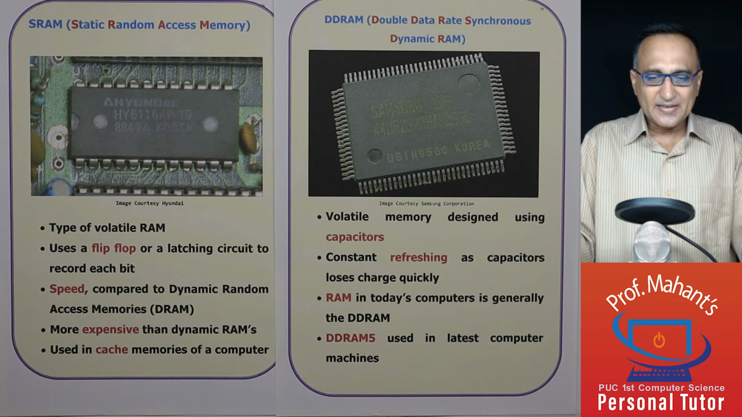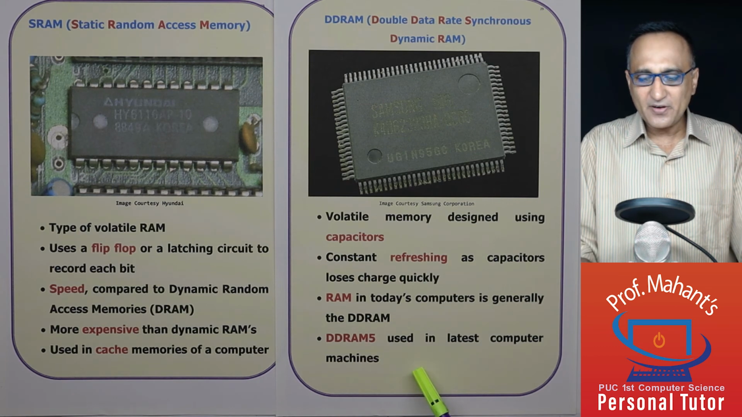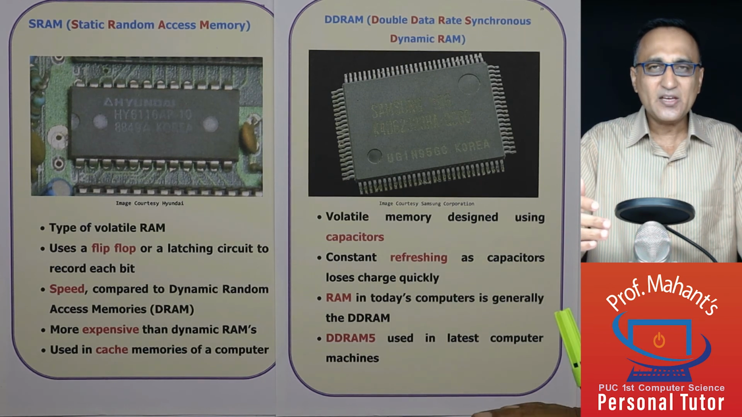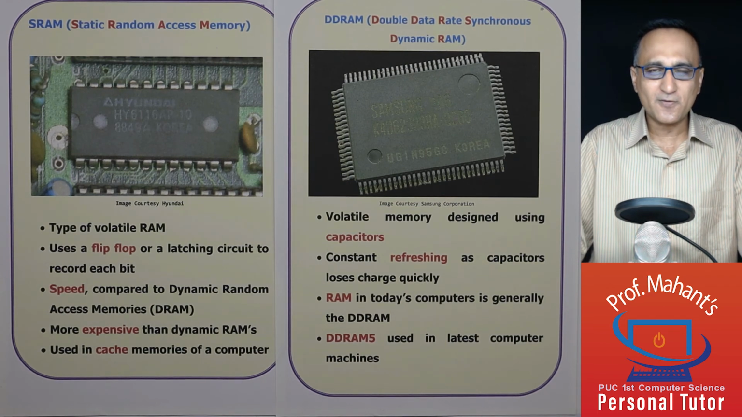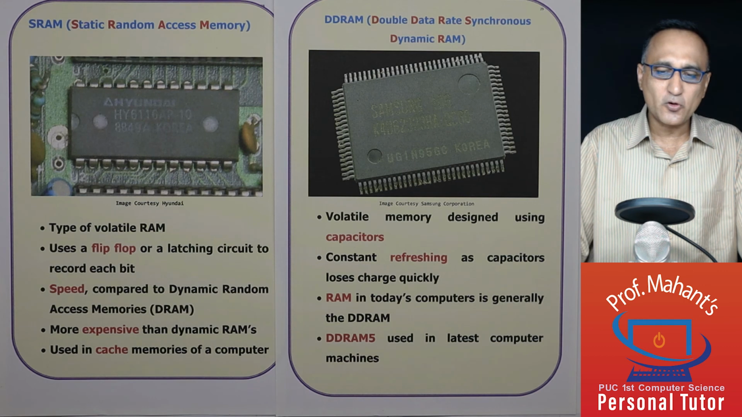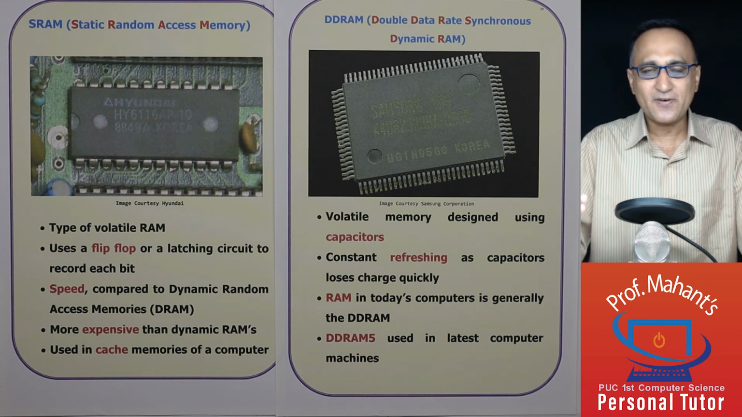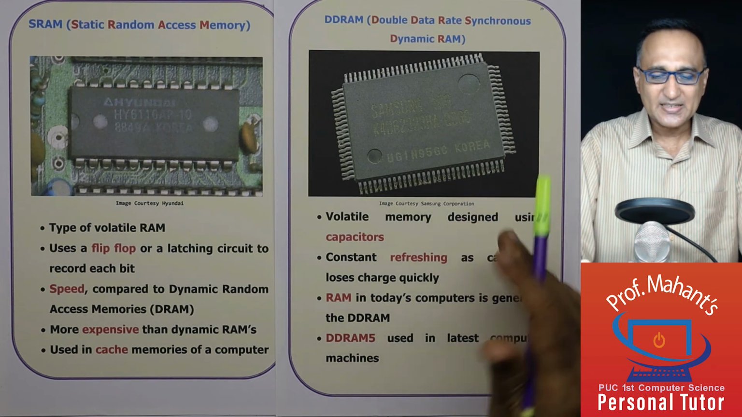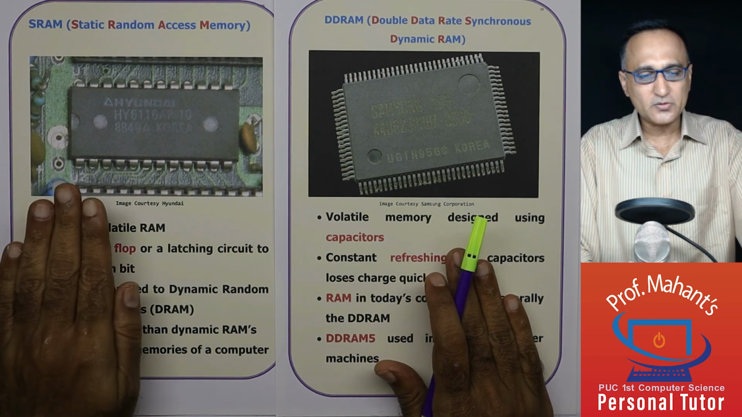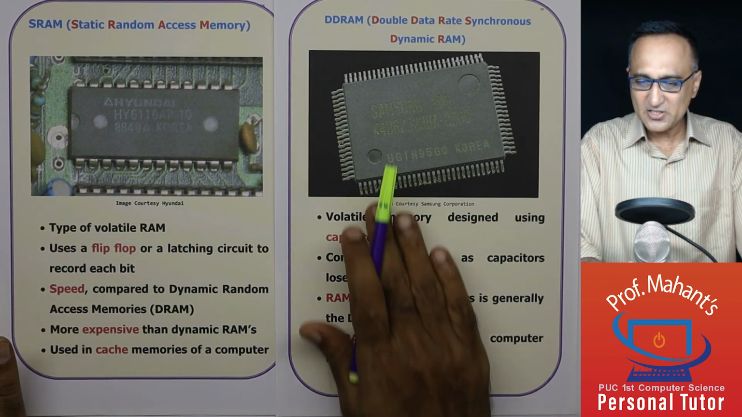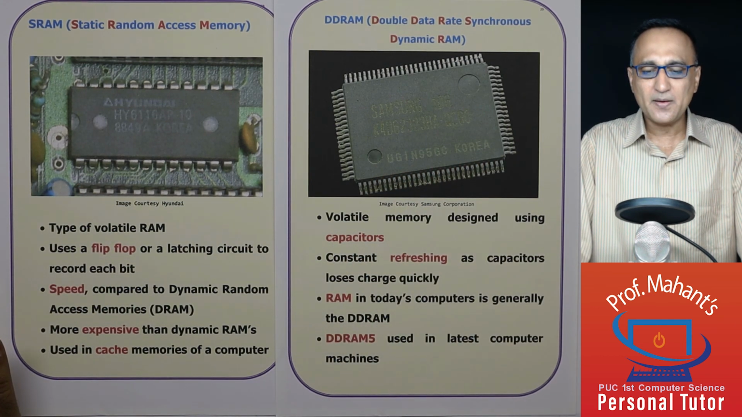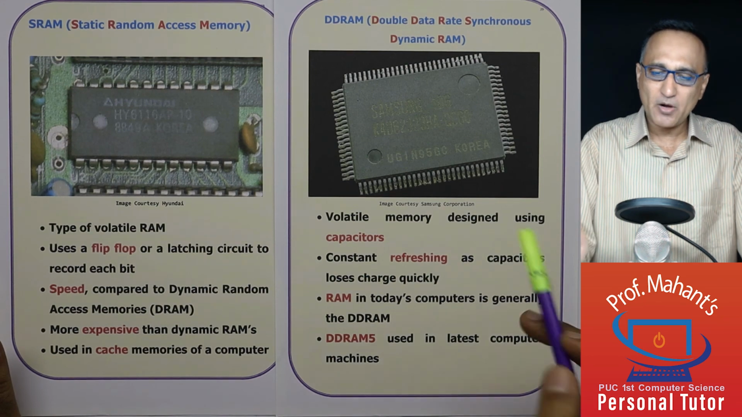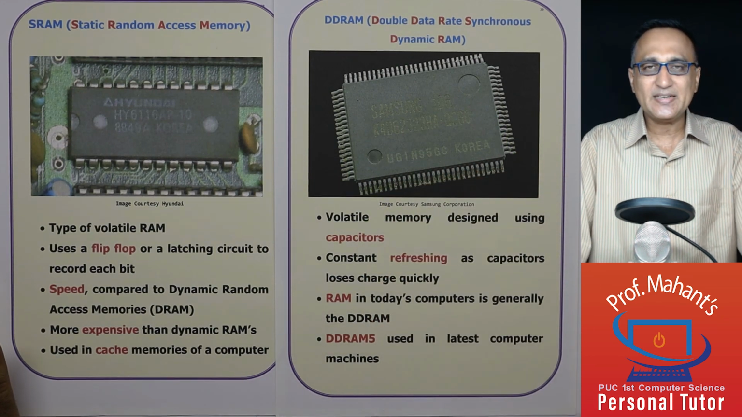The current version is DDR5, the latest version of this memory. With every version, DDR1, 2, 3, 4, 5, the higher the number, the better the performance, or the faster the read and write. This is comparatively cheaper than SRAM, and it is extensively used as the main memory. So when I talk about RAM, I'm invariably talking about the DDRAM.